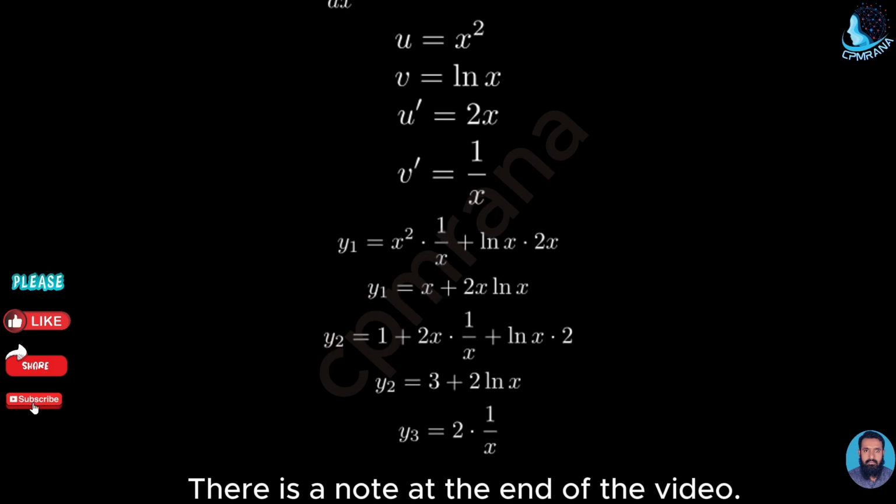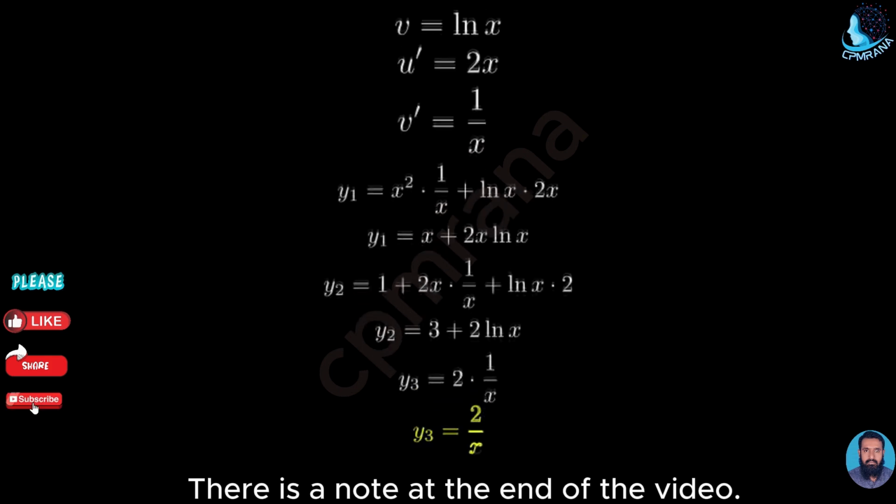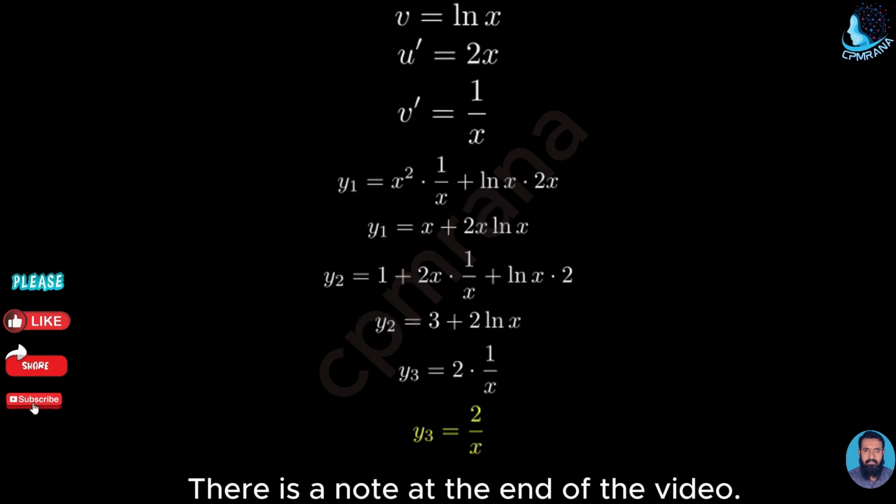When we differentiate y sub 2, the constant term 3 becomes 0, and the derivative of 2 natural log of x is 2 over x. Therefore, y sub 3 equals 2 over x, which is our final answer.